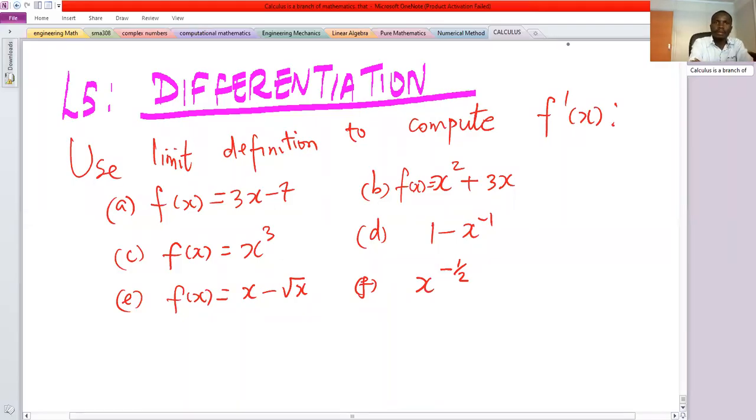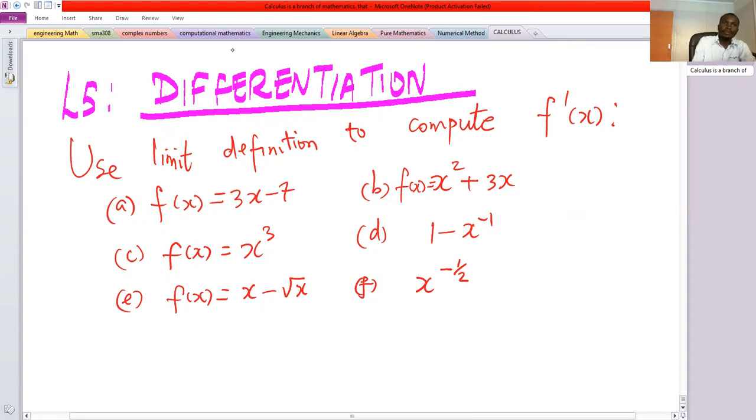Welcome to this class. In this session, we are going to use the limit definition to compute derivatives of these 6 functions. The first function is f of x = 3x minus 7. B is x squared plus 3x. C is x cubed. D is 1 minus x to the power minus 1. E is x minus root x. F is x raised to the power minus a half.